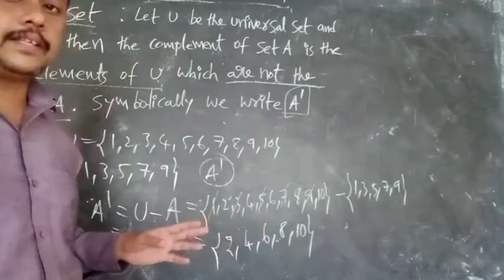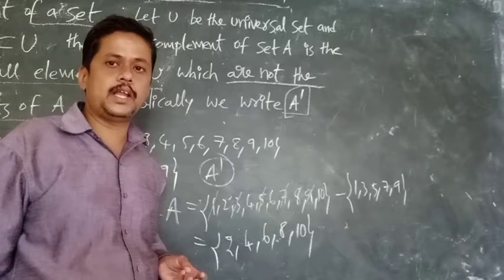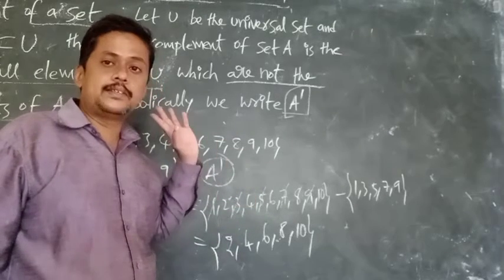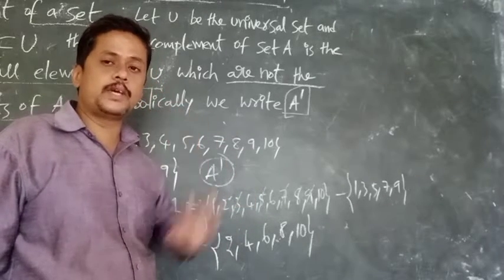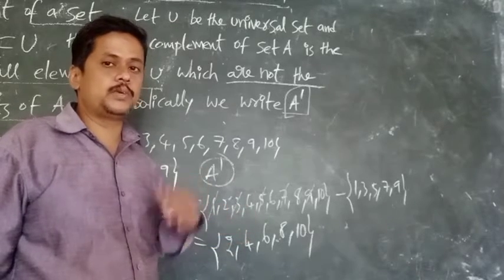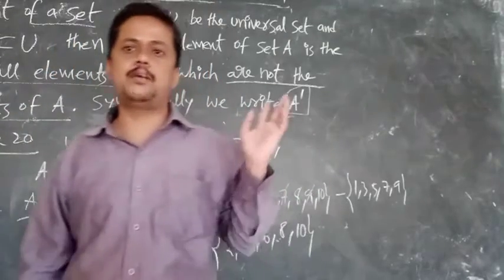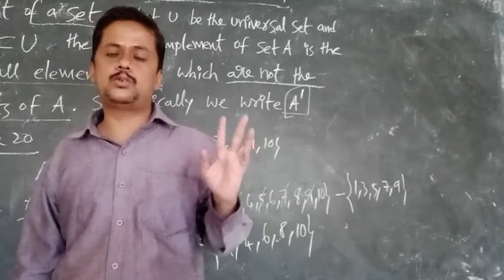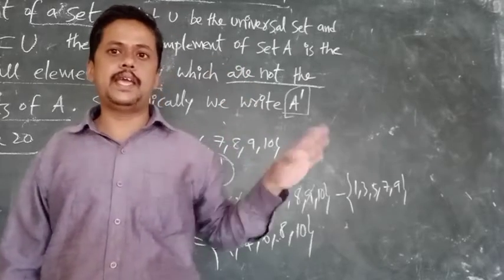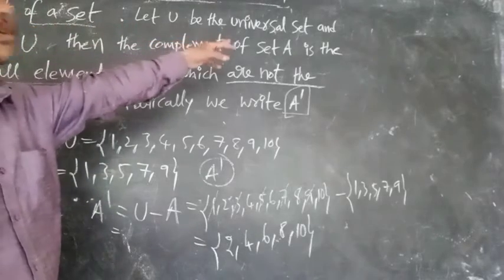U minus A, the subtraction or difference, was already done in the last problem. A dash is equal to U minus A, B dash is equal to U minus B, C dash is equal to U minus C. Like that, keep it in your mind, my dear students. It's very easy. Complement of the set: A dash is equal to U minus A. It contains in U but not in A. This is the definition. Once again, let U be the universal set.